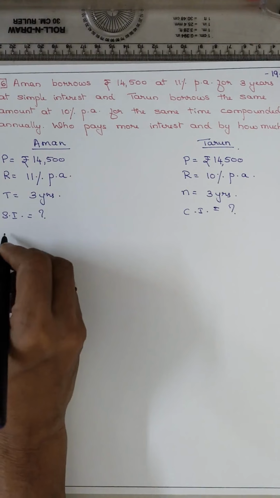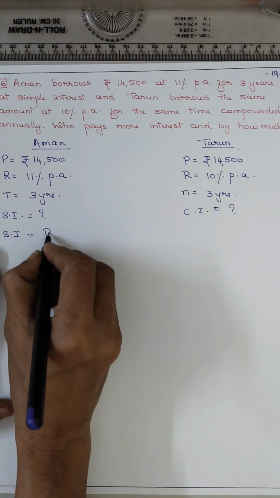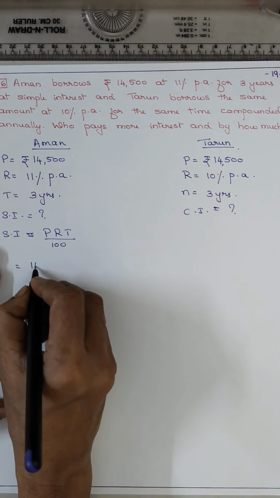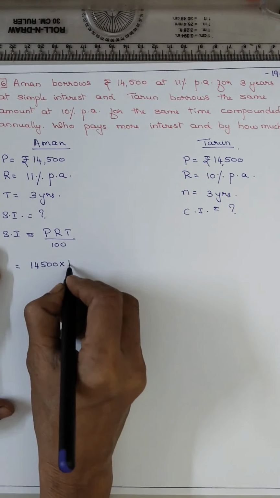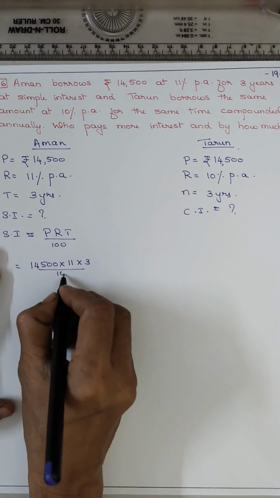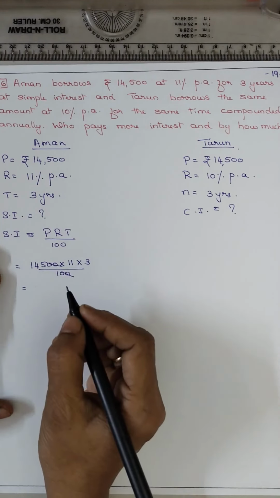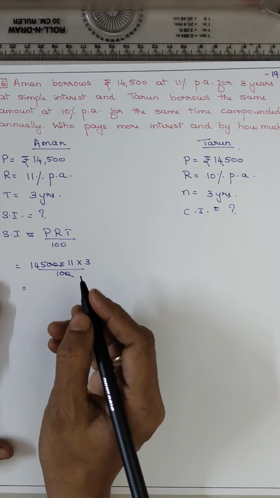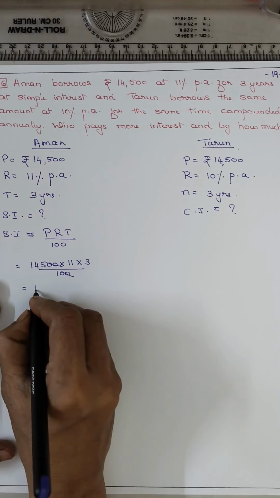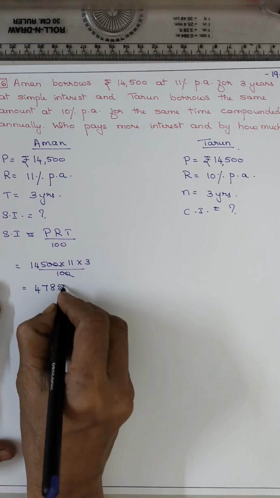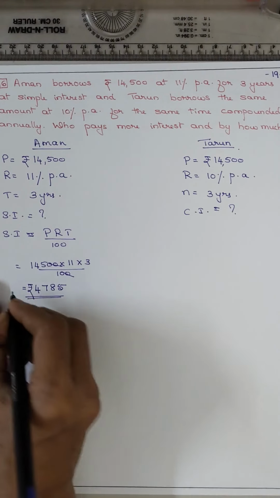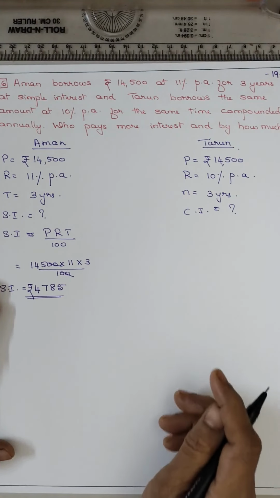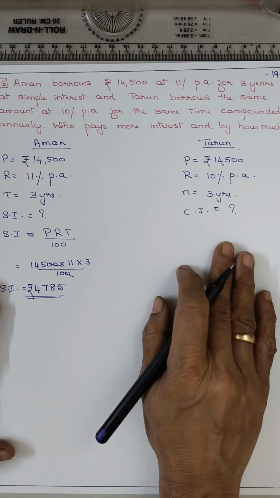So find out SI. Here SI is equal to PRT upon 100, that is 14,500 into 11 into 3 upon 100. So 145 into 11, 3s are 33. When you multiply, it will be 4785. SI you got 4785.